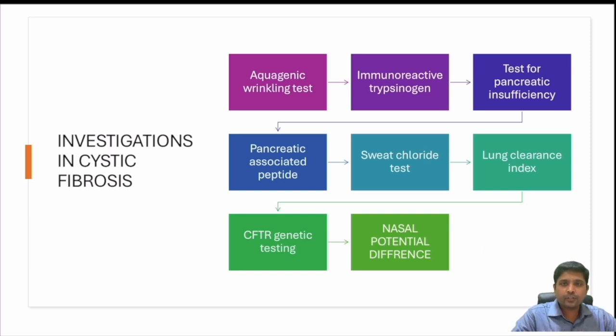So while coming to cystic fibrosis investigations, how to suspect cystic fibrosis were discussed in the previous session. Now the discussion will be focused on investigations like Aquagenic Wrinkling Test, Immunoreactive Trypsinogen, test for pancreatic insufficiency. These are all indirect tests. Direct tests like sweat chloride, CFTR test, nasal potential difference. What is this lung clearance index? These are all the things we are going to discuss right now.